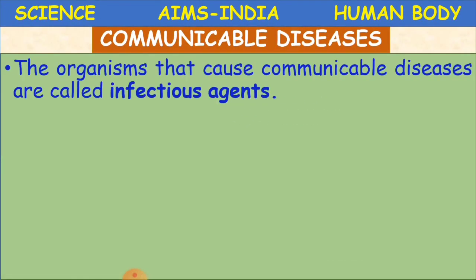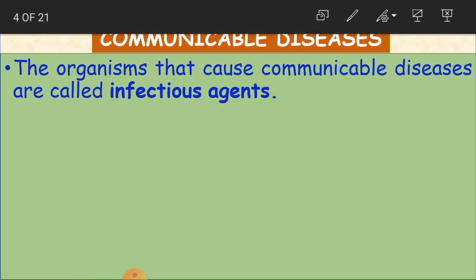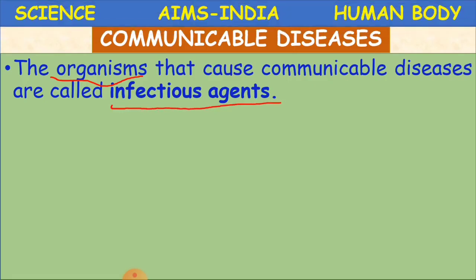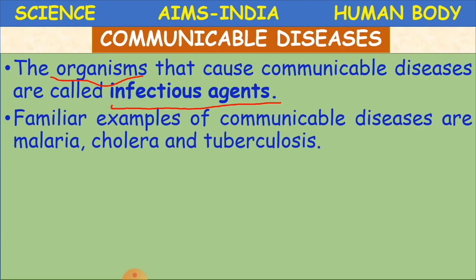Now about communicable diseases again. The organisms that cause communicable diseases are called infectious agents. These communicable diseases are caused by some organisms, and they are called infectious agents. What are they called, children? Infectious agents. And familiar examples of communicable diseases are malaria, cholera, and tuberculosis.